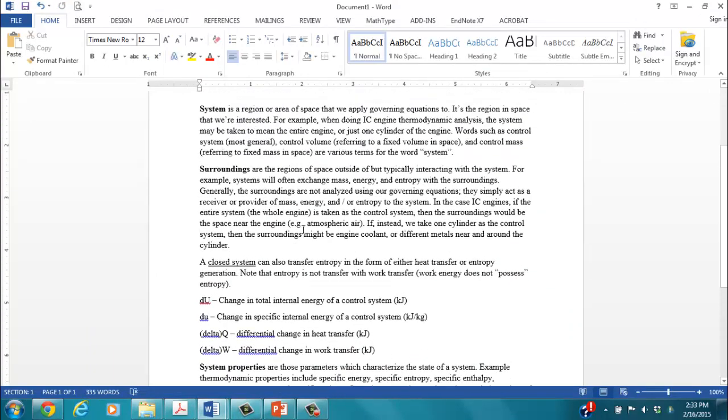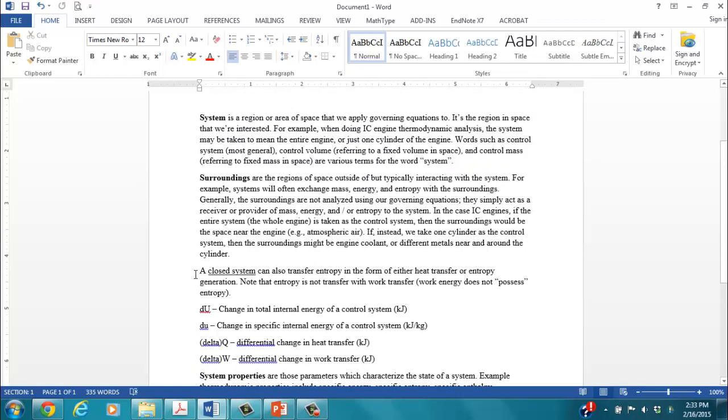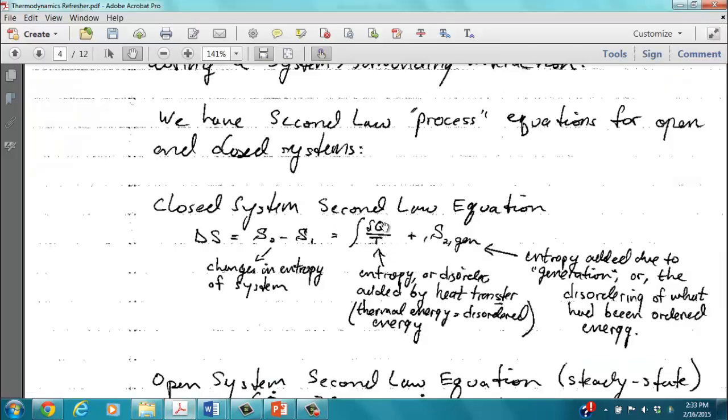If you remember back in our notes that I typed out, a closed system can also transfer entropy in the form of either heat transfer or entropy generation, right? So notice the two terms on the right-hand side of our entropy equation, heat transfer or entropy generation, okay? The reason this temperature is in the denominator of the heat transfer term is to give that heat transfer a temperature reference point, okay? In other words, if you transfer thermal energy between a system and surroundings where the temperature is low, that's going to give you a higher entropy change than if your temperature were higher, okay?